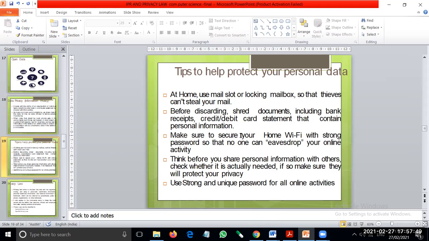Tips to help protect your personal data. अब पर्सनल डेटा को आप कैसे कर सकते हो प्रोटेक्ट? At home, use a mail slot or locking mailbox so that thieves cannot steal your mail. चोर अपना मेल चोरी नहीं कर सके आपका हमारा, ये ध्यान में रखने वाली बात. Before discarding, shred documents, including bank receipts and credit card statements that contain personal information.